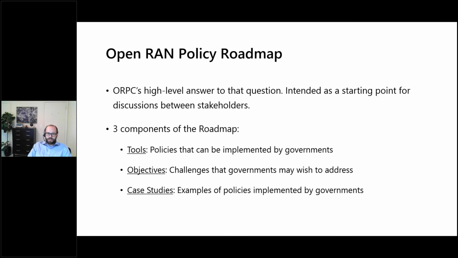There are intricacies to each country. Part of the reason we're engaging bilaterally with governments is to help tie the roadmap to the intricacies of those countries. But at the very least, it is a good starting point for thinking through what governments can do to help accelerate adoption. There are 3 components to the roadmap. The first is what we refer to as tools. These are policies that could be implemented by any government. It's really the range of policy options available as we see it.